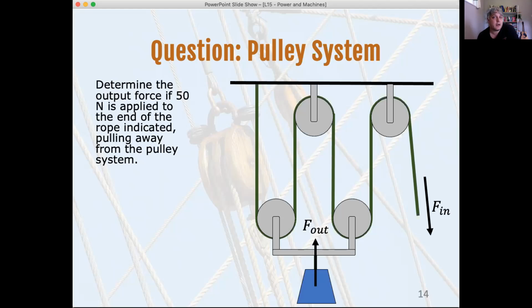I do recommend you have a go at this question. Don't just sit there and wait for me to give you the answer, which I am about to do, but do have a go. Pause the video if you need to. Think about this question and try and figure out what the answer is going to be. We have to use the same process as we just did before.